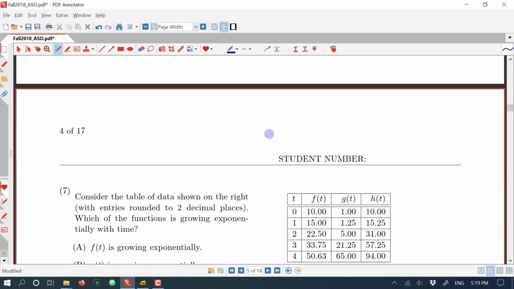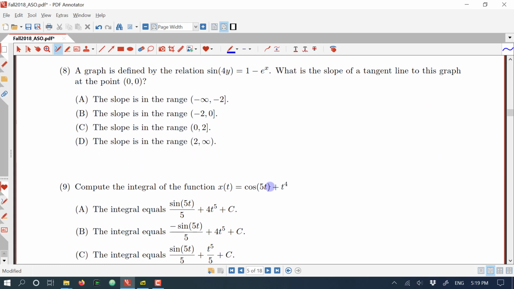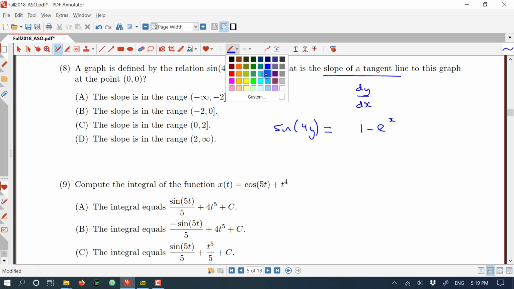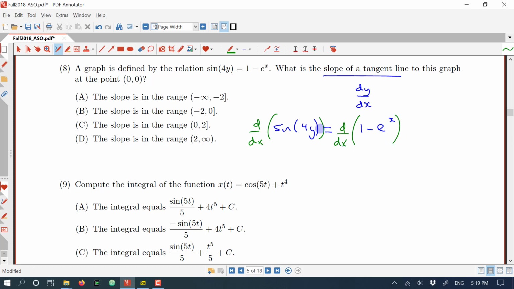Moving along, the next question that was recommended was question number 8. A graph is defined by the relationship here. So this is an implicit equation for a function, and if we're trying to find the slope of a tangent line, well, that's exactly what we mean by dy/dx. We're going to use implicit differentiation to get to that point. So we start with our equation, and just leave a little room here so we can clearly identify what we're transforming. We're going to take the derivative of both sides with respect to x.